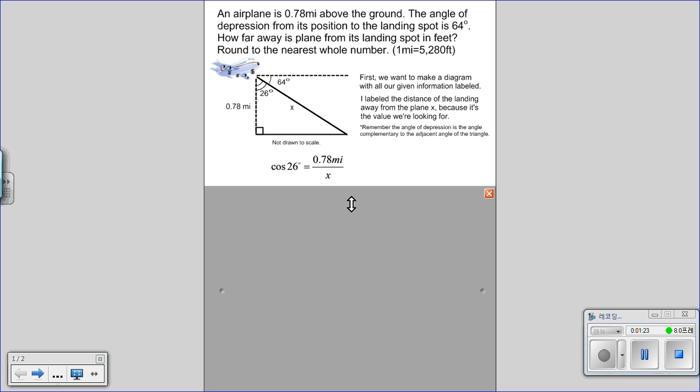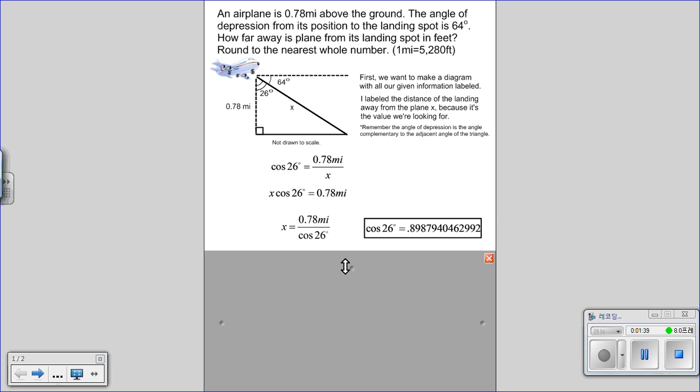When we multiply both sides by x, we get x times the cosine of 26 degrees equals 0.78 miles. Then to isolate x, we divide both sides by cosine 26 degrees, and we get x equals 0.78 miles divided by the cosine of 26 degrees.